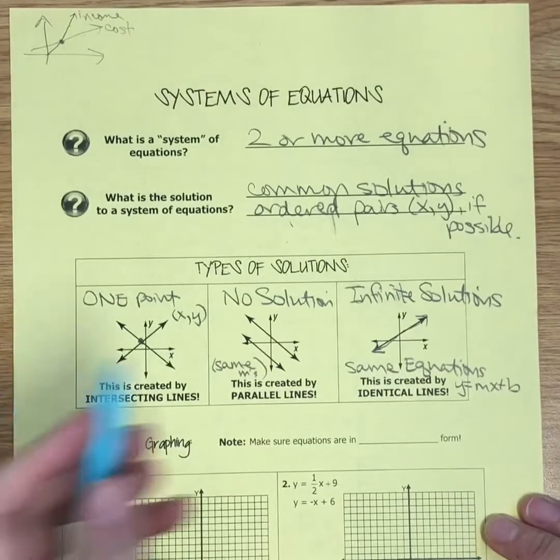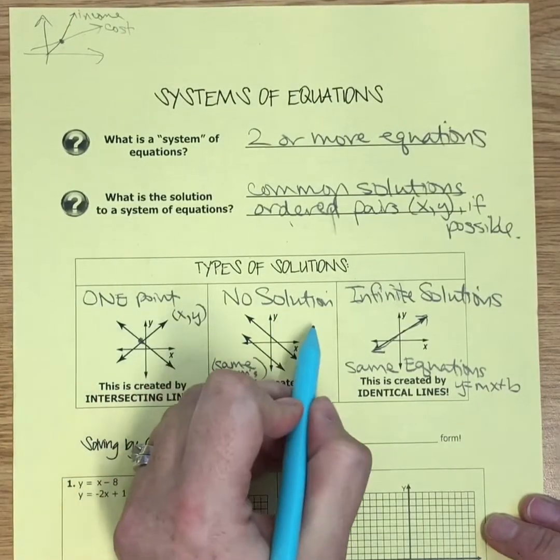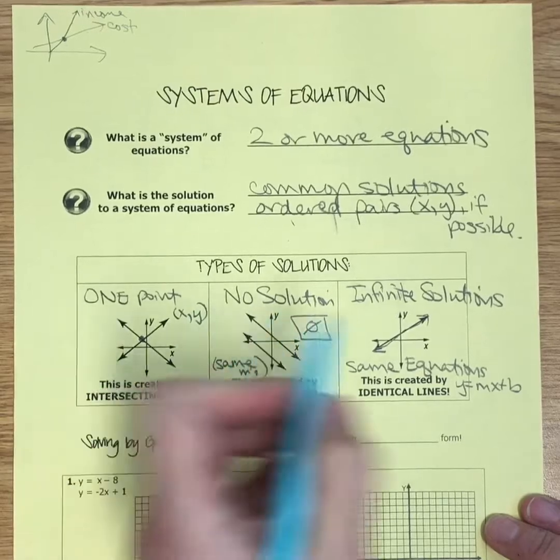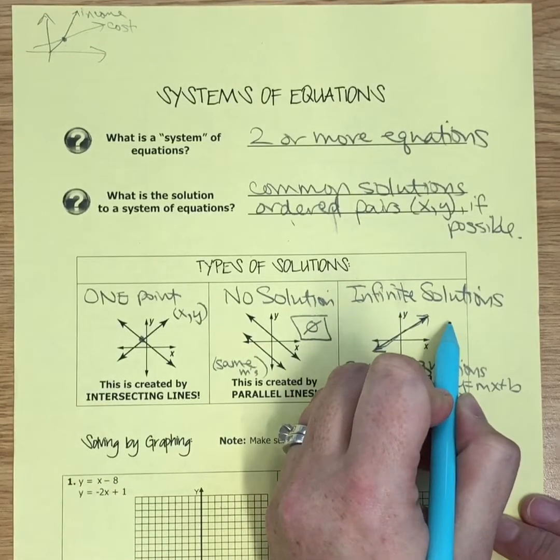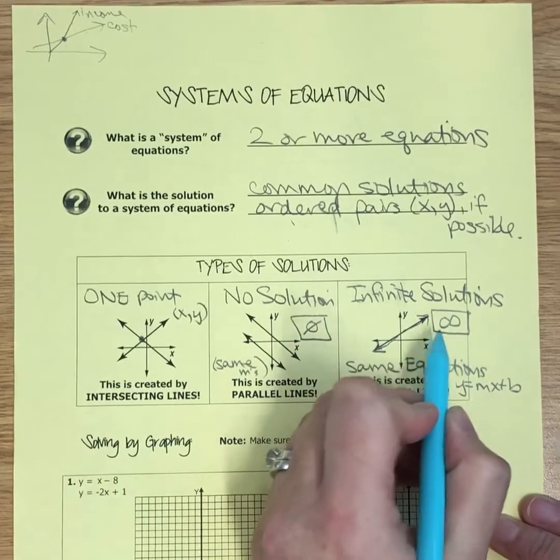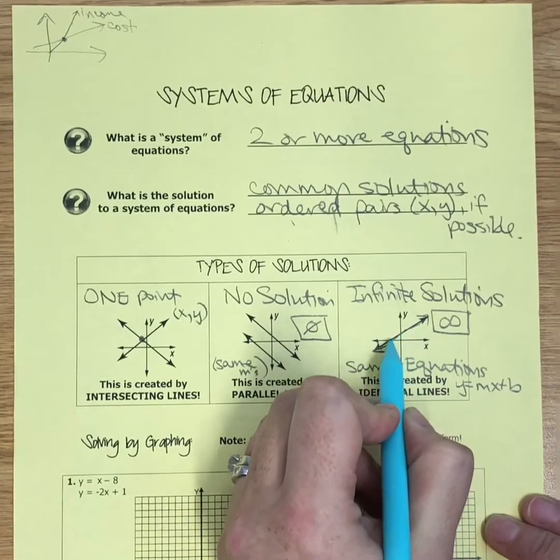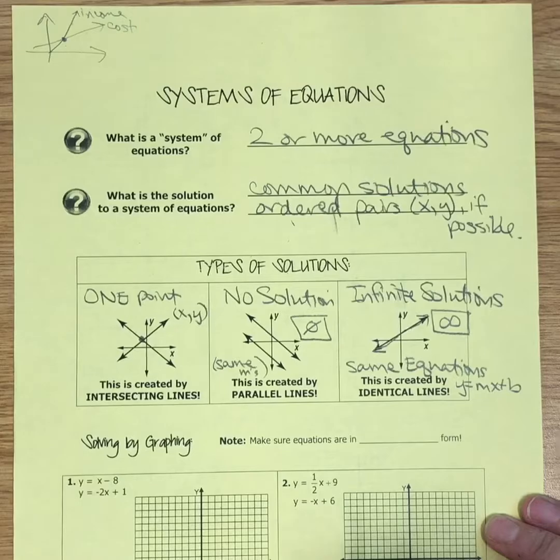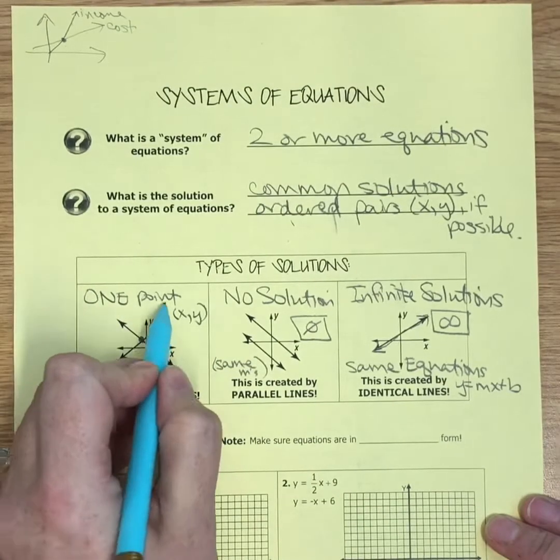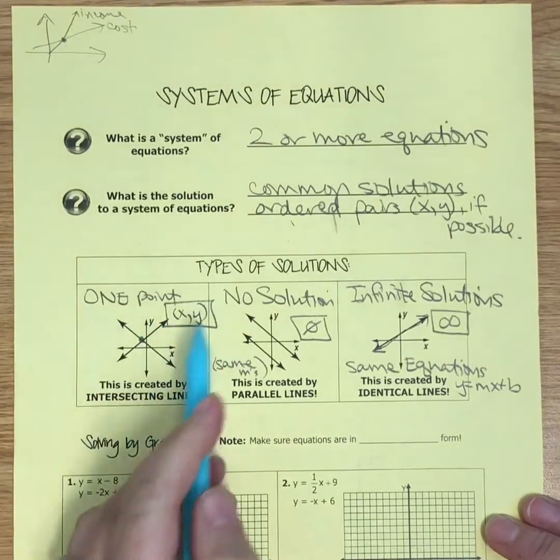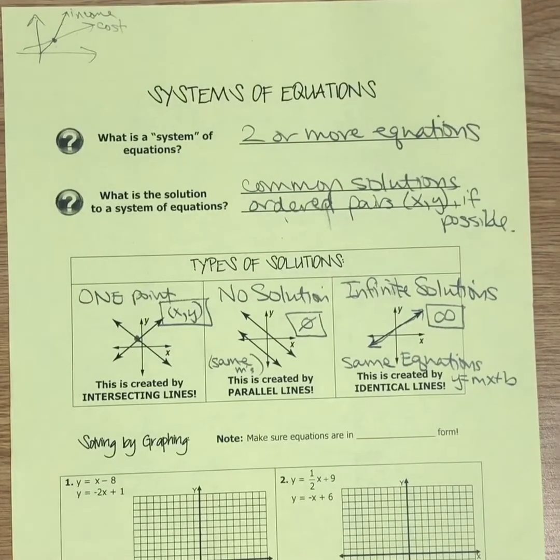Okay. And just as a review, for no solution, we use the symbol empty set, and for infinite solutions, we use the symbol infinity to show that there's an infinite number of ordered pairs. So every single point on that same line is a solution. And then over here, we just use the single point, the x comma y, as the solution.